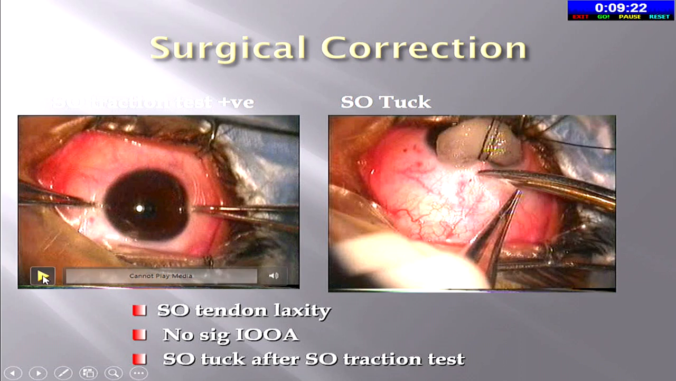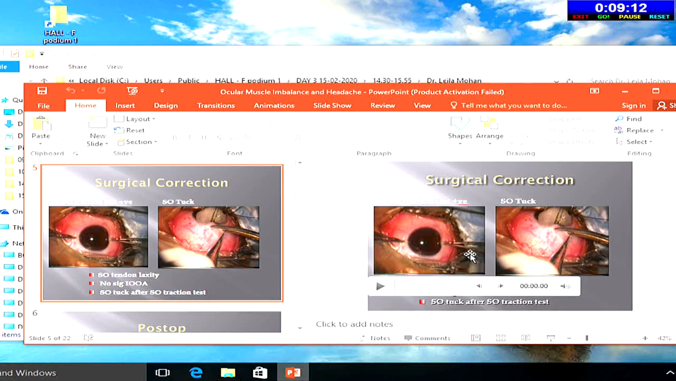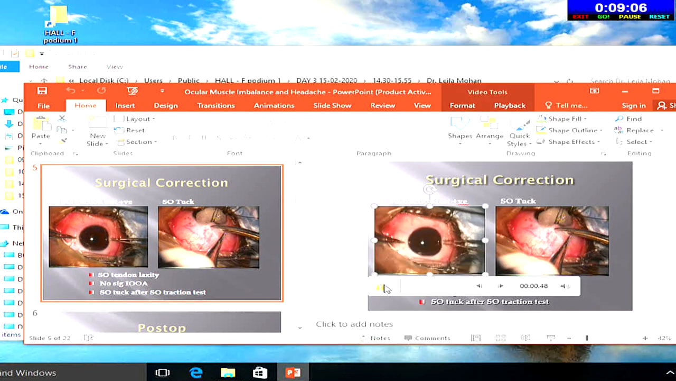this is how we do a superior oblique traction test. It's not working, I think. Cannot play. It's not.